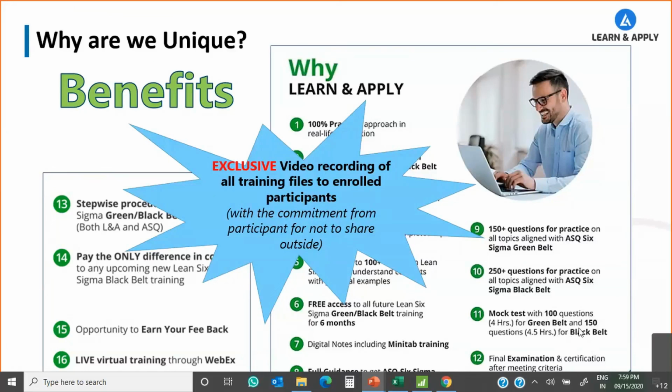If you score more than 60%, then we issue the Lean Six Sigma Green Belt and Black Belt certifications. If you want to go for other institutes like the American Society for Quality, ASQ, in that case we can provide you support, but the examination fee and everything you need to pay.